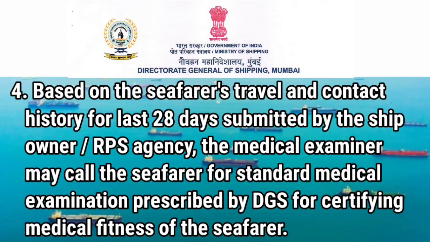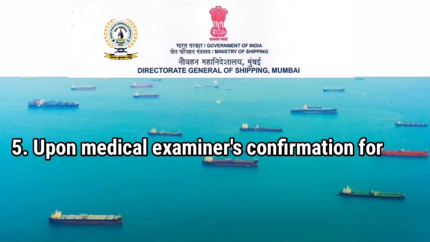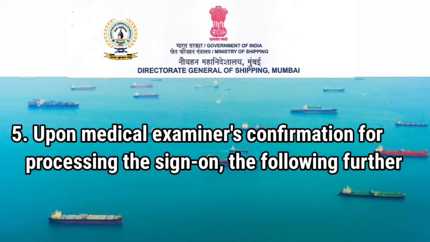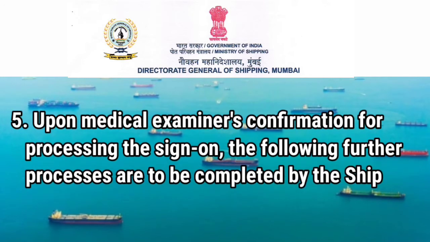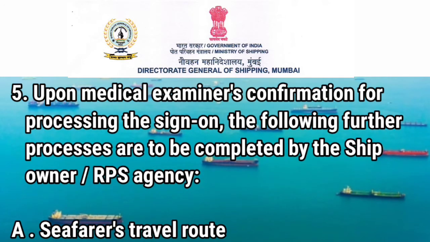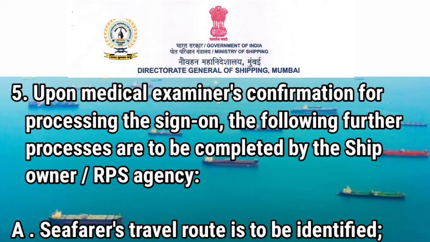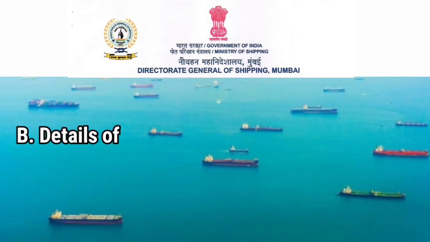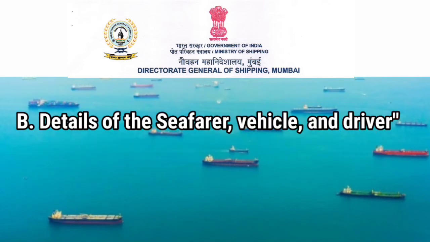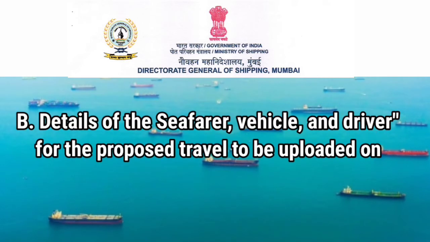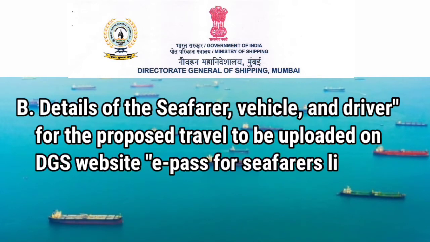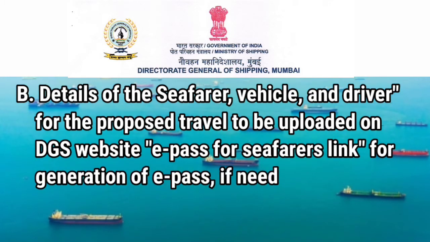the seafarer. 5. Upon medical examiner's confirmation for processing the sign-on, the following further processes are to be completed by the ship owner / RPS agency. A. Seafarer's travel route is to be identified. B. Details of the seafarer, vehicle, and driver for the proposed travel to be uploaded on DGS website. C. Pass for seafarers link for generation of e-pass, if needed.